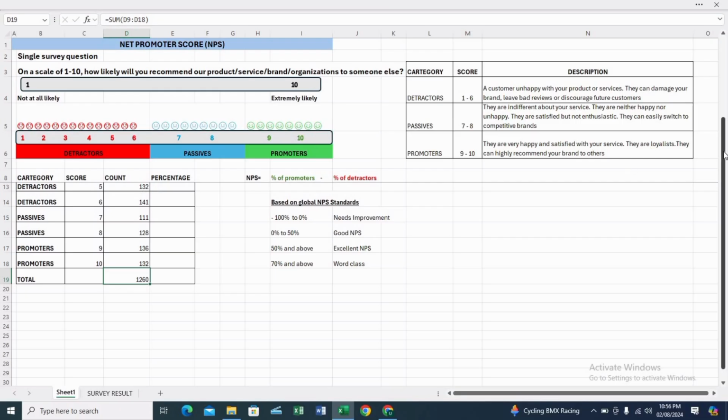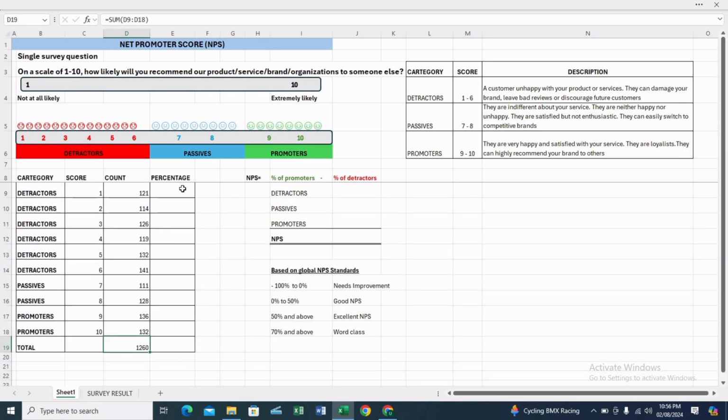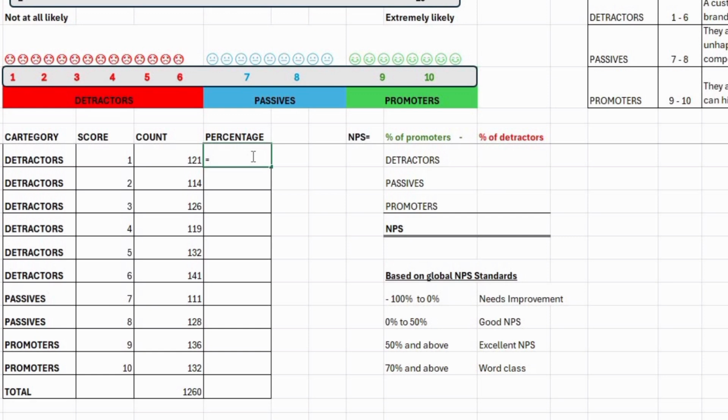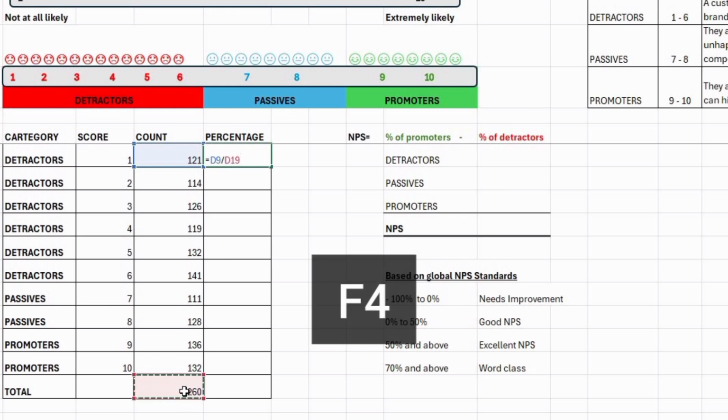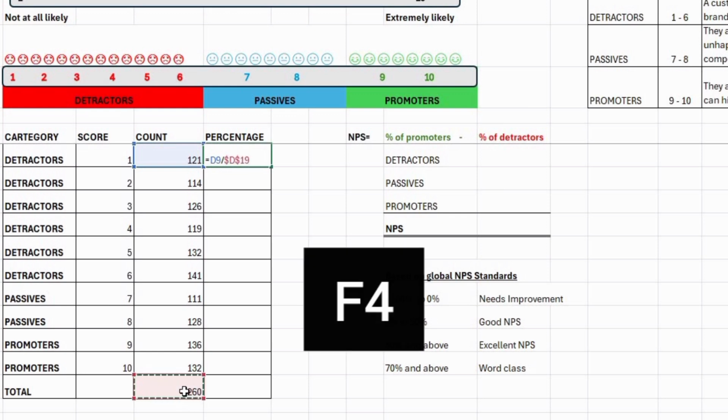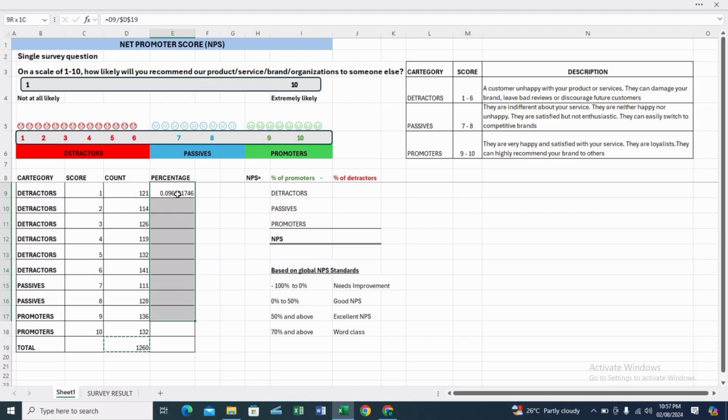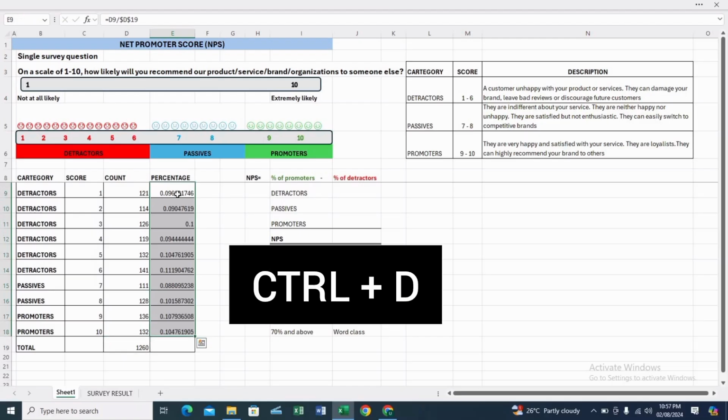The next thing for us to do is to get the percentage count of each respondent based on their scores. To do that, we'll start with the equal sign and select the first score divided by the total number of scores. I'll lock it with F4 so I can copy the formula down, then press enter. I will highlight the other cells and use Ctrl D to copy the formula down.